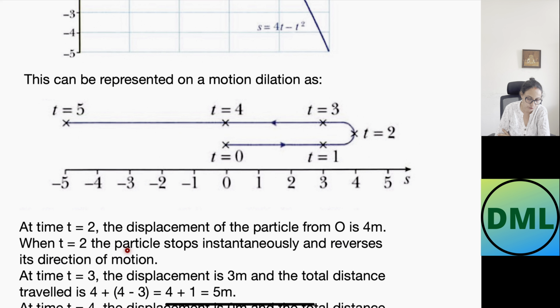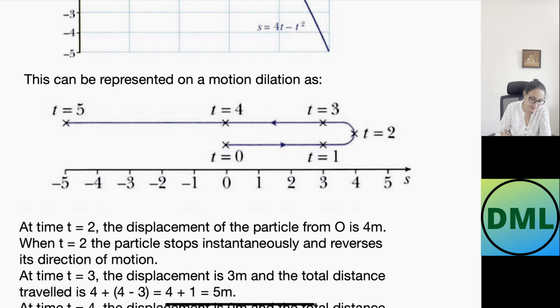When t is equal to 2, the particle stops instantaneously and reverses its direction of motion. At this point, he is taking a turn and he is coming back again to the origin. His speed is reducing. At this point t is equal to 2, we can say that the particle stops instantaneously and he is reversing the direction. At t is equal to 3, the displacement is 3 meters. The displacement is 3 meters only. But as you can see from here, it went from 0 to 2 and then it is coming back here.